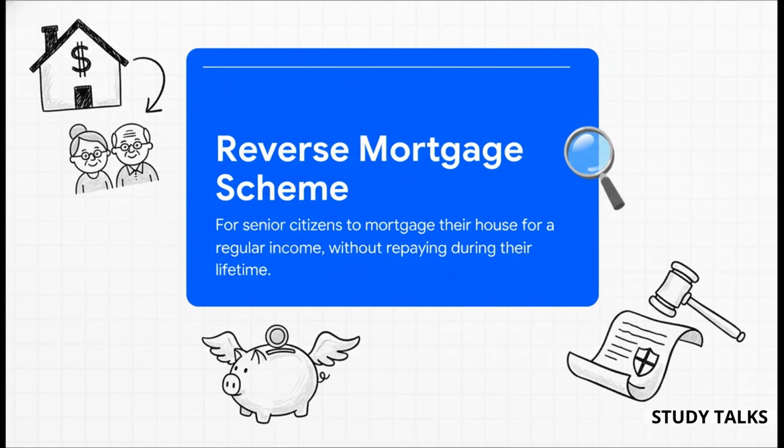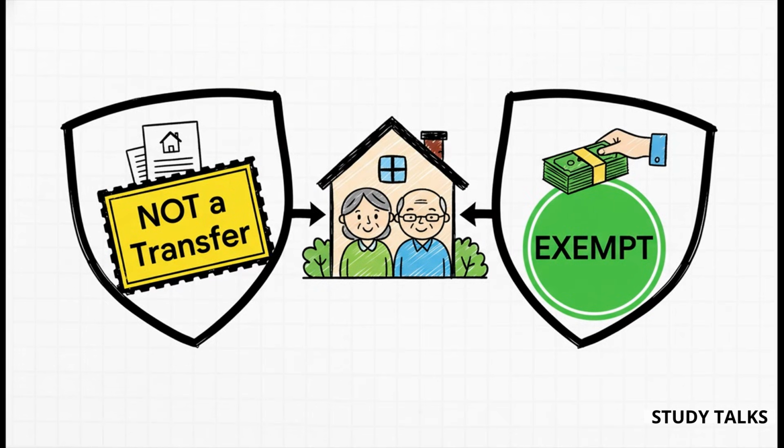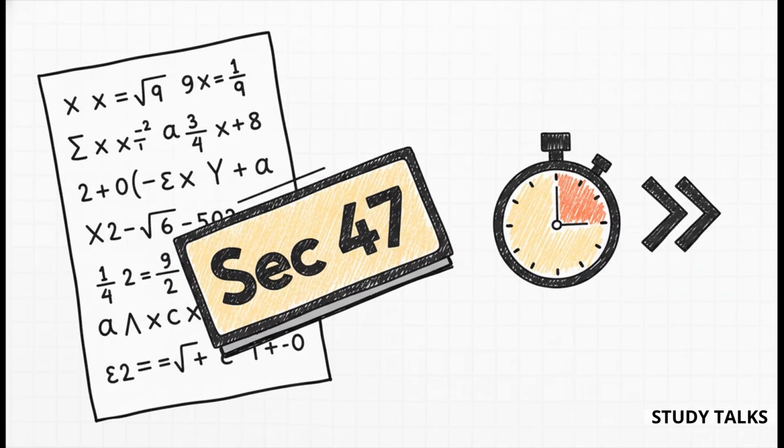Now let's put a special focus on the reverse mortgage scheme because it has two separate benefits you absolutely need to know for the exam. And here it is, the dual exemption. First, the mortgage itself is not a transfer, so no capital gains. Second, the money the senior citizen receives is exempt from tax. Both are crucial points. So the big takeaway here is to know these exceptions cold. Why it matters in exams? If you can identify a Section 47 transaction, you can immediately state that no capital gains tax is applicable. That saves you a ton of calculation time and earns you full marks for that part of the question.